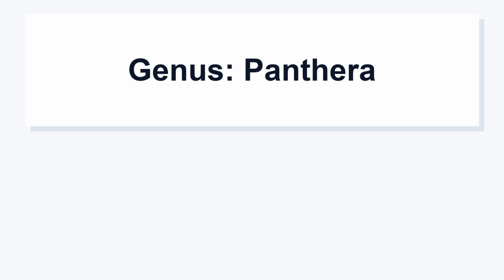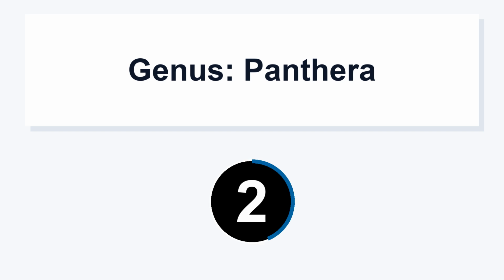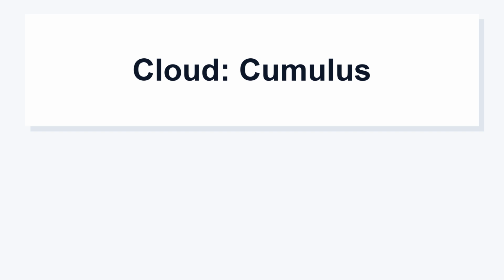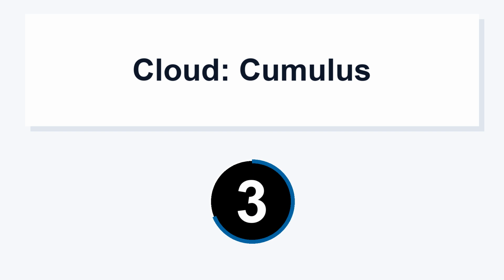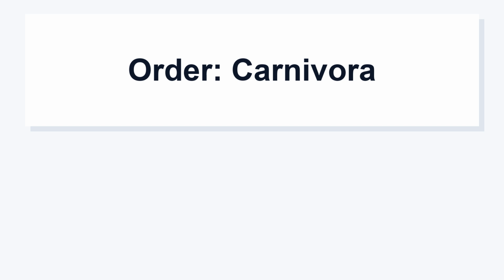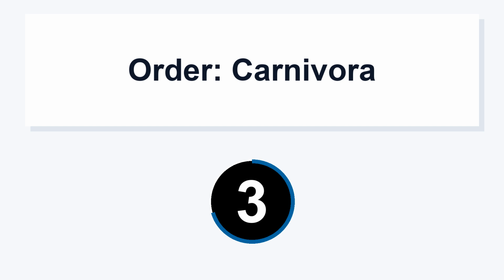Genus, Panthera: includes all the roaring cats, such as lions, tigers, jaguars and leopards. Cloud, cumulus: white, puffy pillows, often flat-bottomed, common during fair weather. Order, Carnivora: all mammals that eat meat.